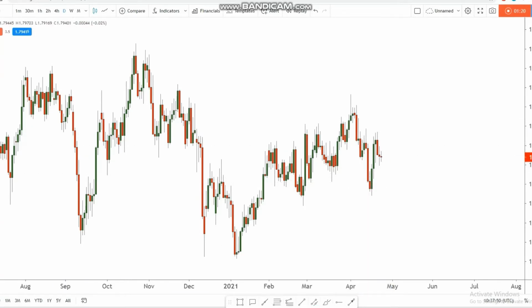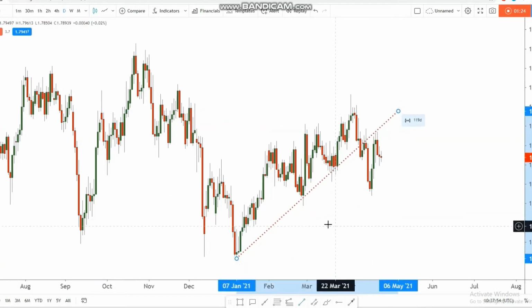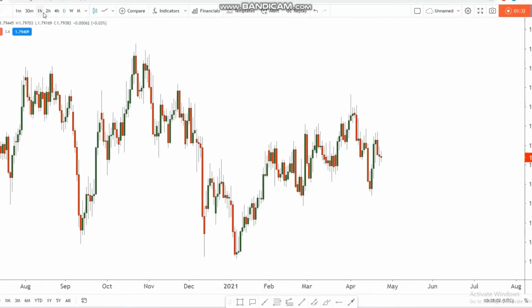So let me draw a trend line. If I were to draw a trend line from the lowest low, you can see that prices have already broken and retested the trend line before pushing down lower. So currently now it's in a downtrend. So let's move on to our hourly time frame to find an entry for our short position.